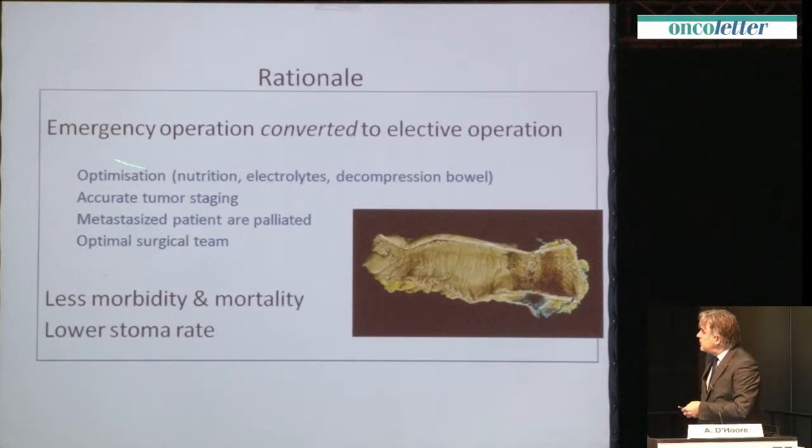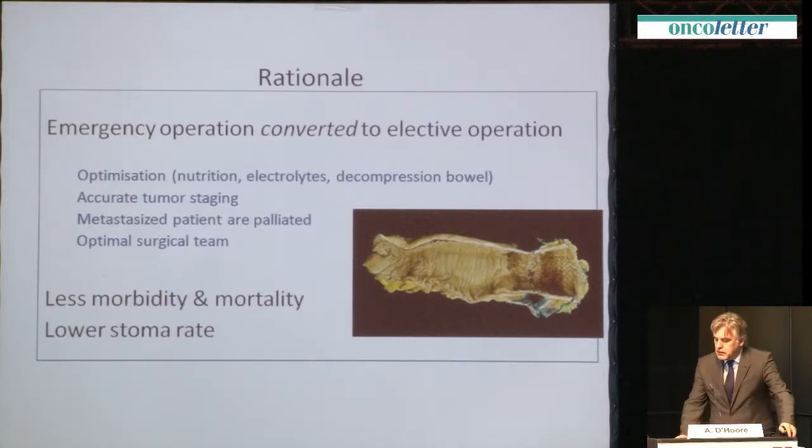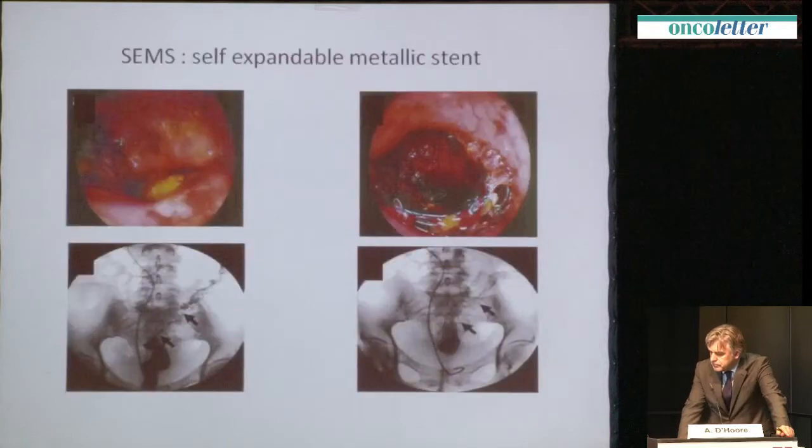You can change the emergency operation to an elective operation. You can optimize the patient. You look at nutrition, electrolytes. You get the decompression of the bowel. It gives you time for accurate tumor staging. If the patient has metastatic disease, you palliate him. And it gives you time to find a good team to get the cancer out. Probably you will end up with less morbidity and mortality and lower stoma rates.